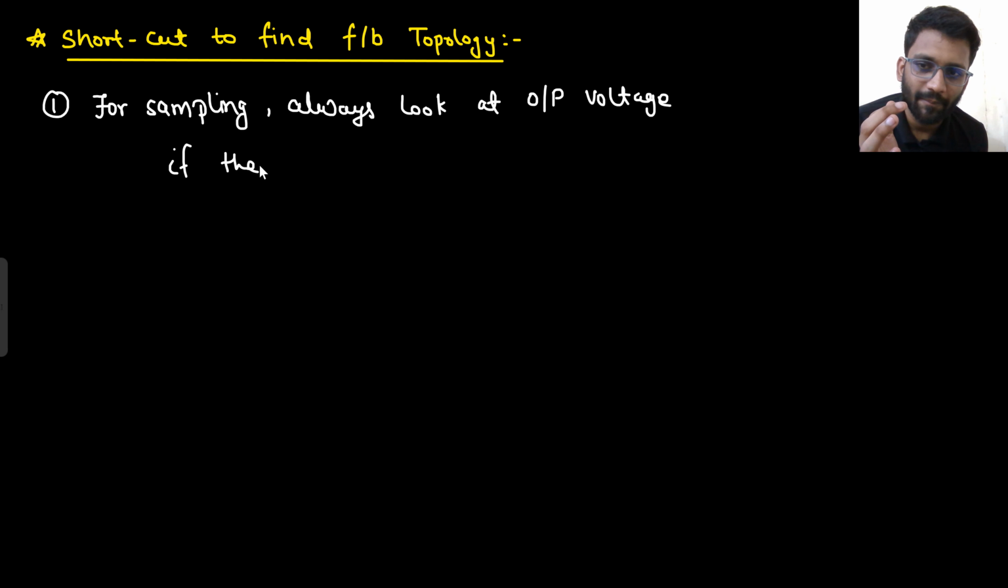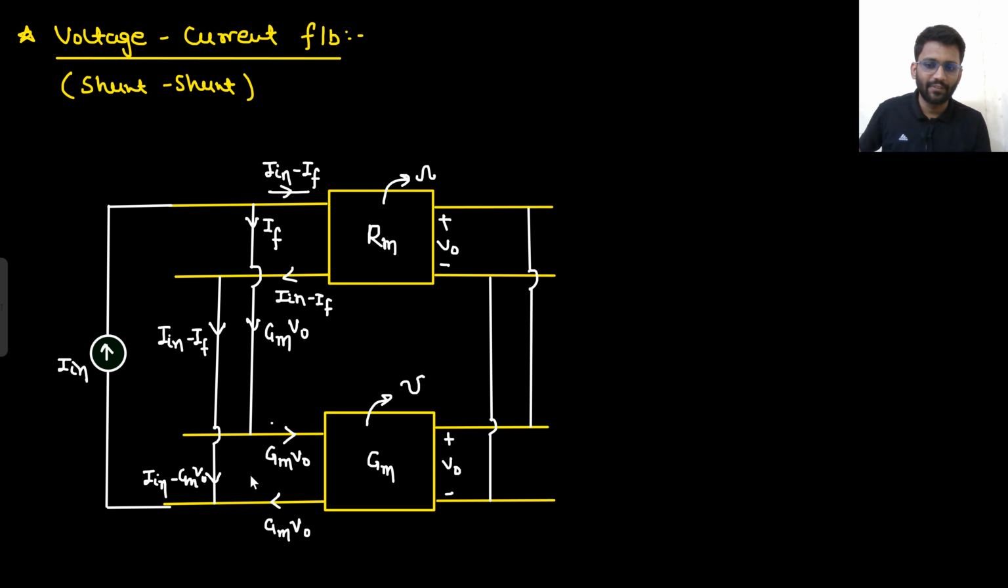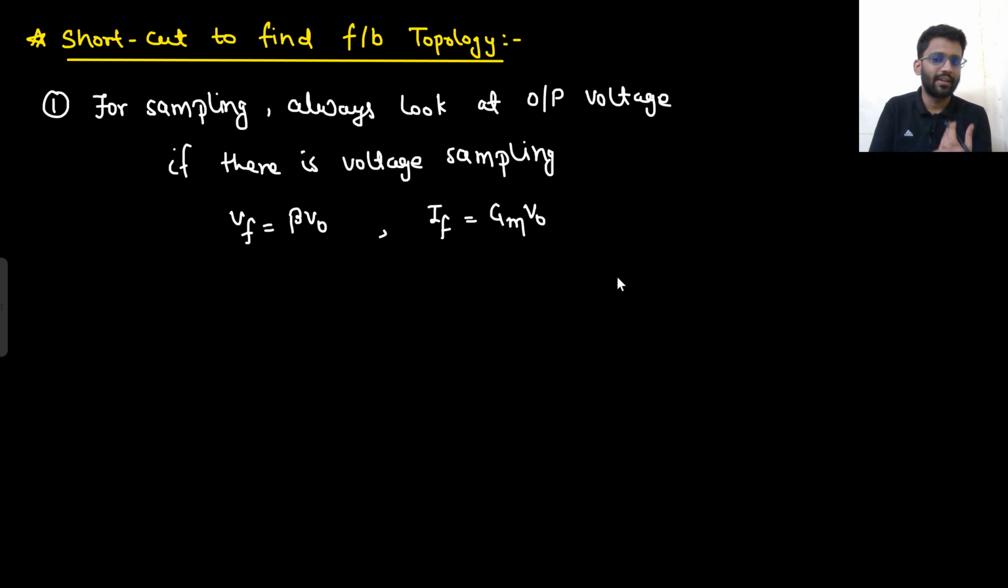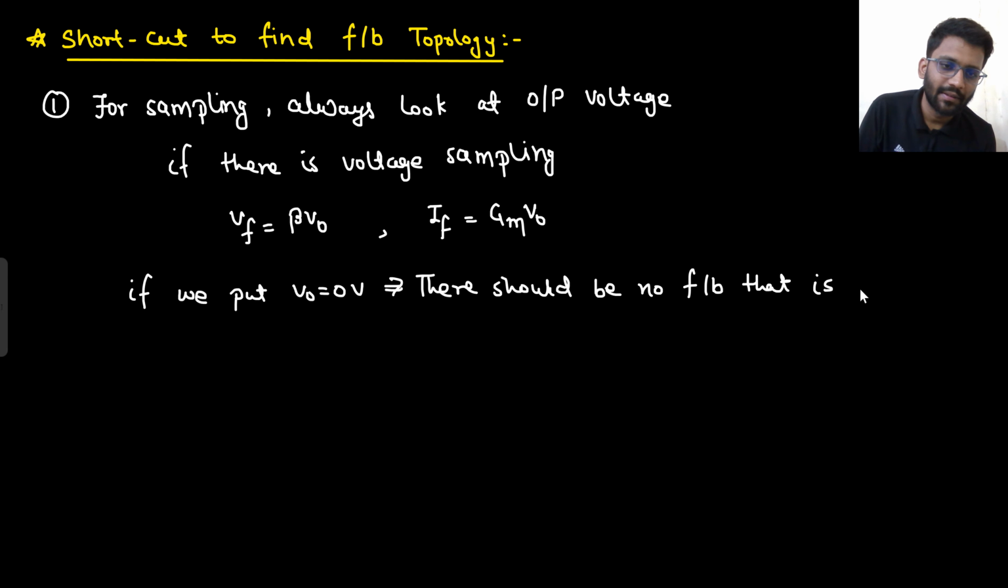If there is voltage sampling, then what will be happening? Vf would be equal to beta V naught, or from V naught current can also be generated. So If will be equal to Gm V naught. We will be seeing that in the next case, that If is equal to Gm V naught. So both can happen, right? Feedback current can also be there. If we put V naught equal to 0 volt, then there should be no feedback coming towards the input side.